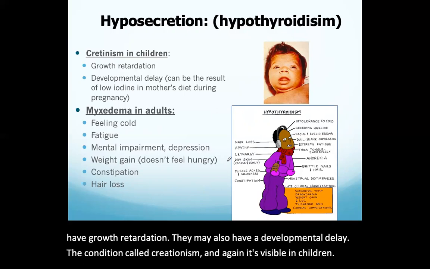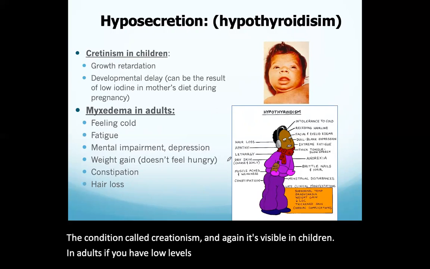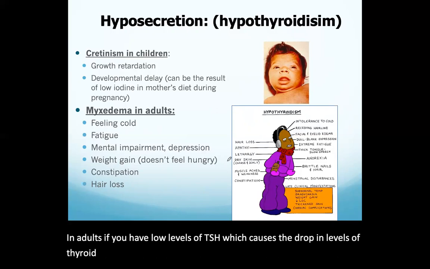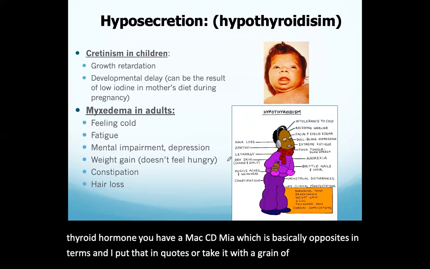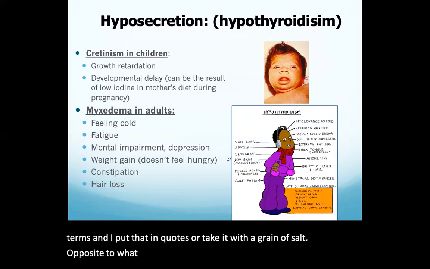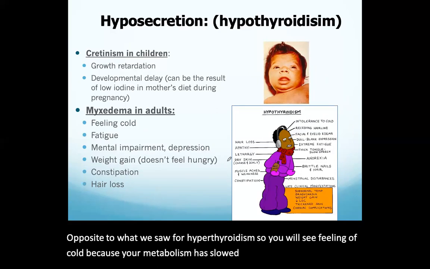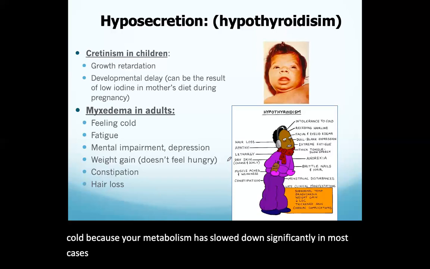In adults, if you have low levels of TSH, which causes a drop in levels of thyroid hormone, you have myxedema, which is basically opposite symptoms. I put that in quotes, or take it with a grain of salt. Opposite to what we saw for hyperthyroidism, you will see a feeling of cold because your metabolism has slowed down significantly. In most cases, the person will have an increase in weight. Their appetite might be gone.